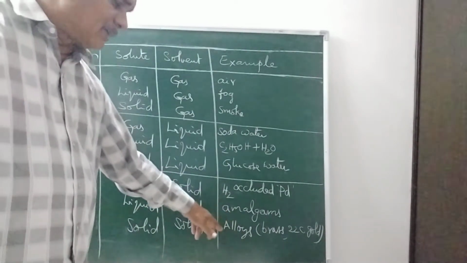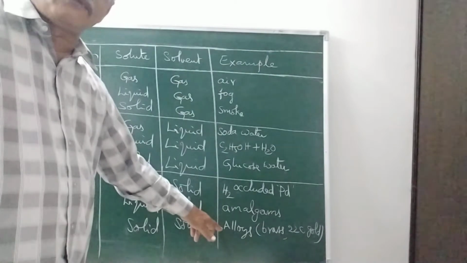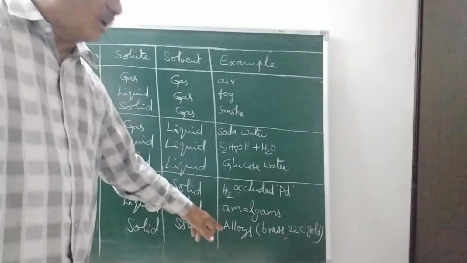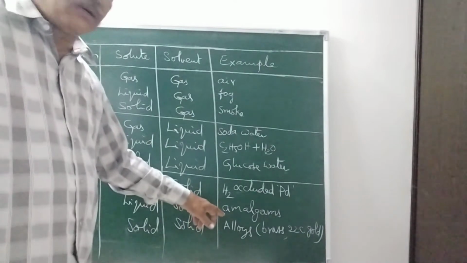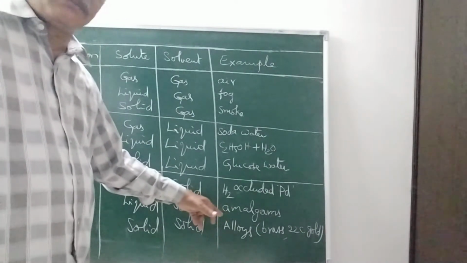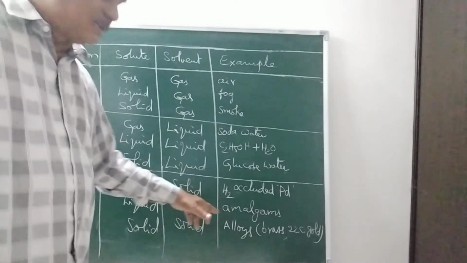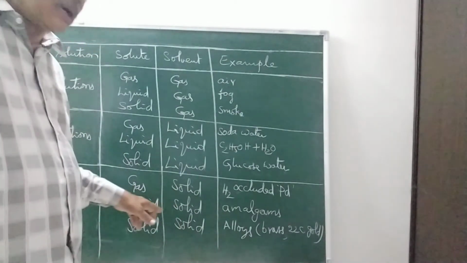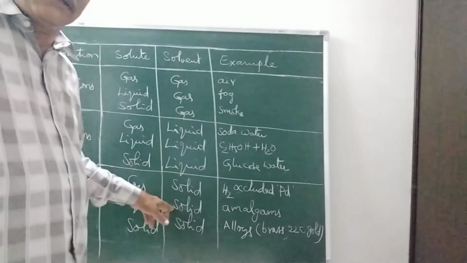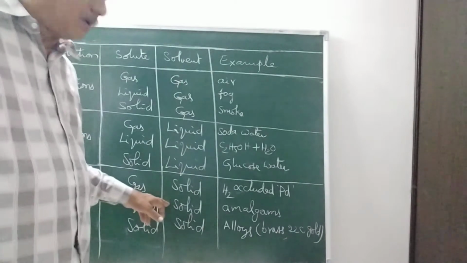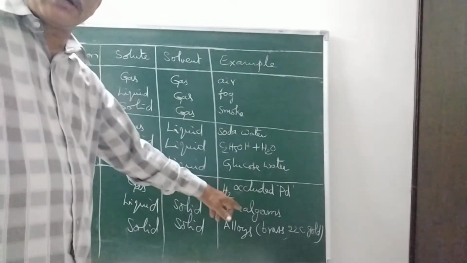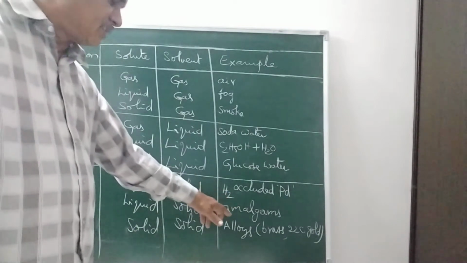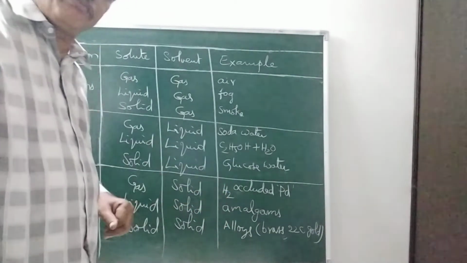So what is an alloy? It is a homogeneous mixture of 2 or more metals. Mercury is a metal and other zinc, sodium, magnesium, these are also metals. But mercury is in liquid state and other metals are in solid state. So mercury alloys are called amalgams. Zinc amalgam, sodium amalgam, magnesium amalgam, etc.